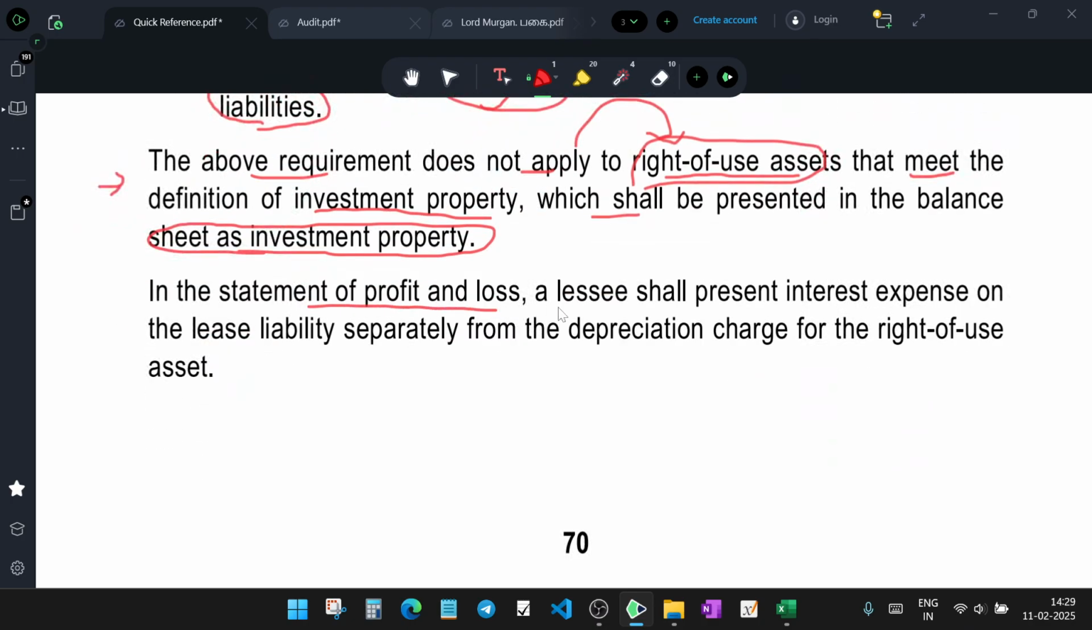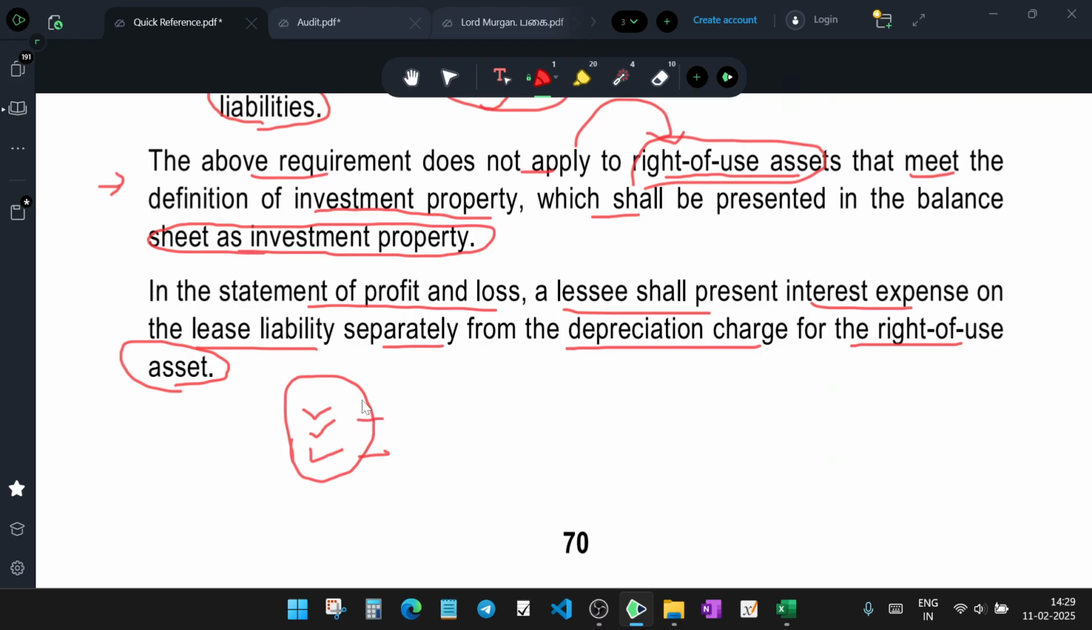In the statement of profit and loss, a lessee shall present interest expense on the lease liability separately from the depreciation charge for the right of use of asset. So in the P&L, depreciation should be charged separately, interest expense on the lease liability should be charged separately, and the payment should be charged separately. So three things to be charged: interest, payments, and depreciation, separately.